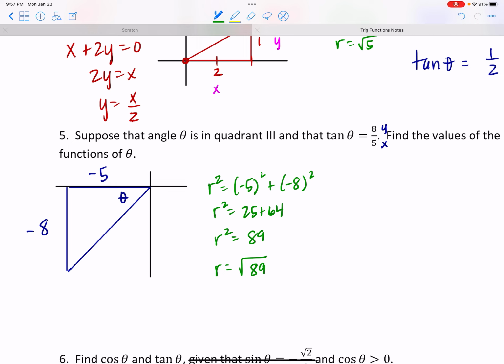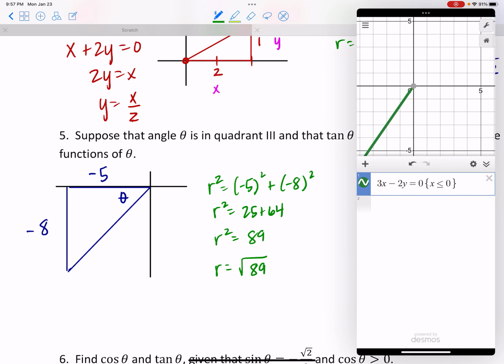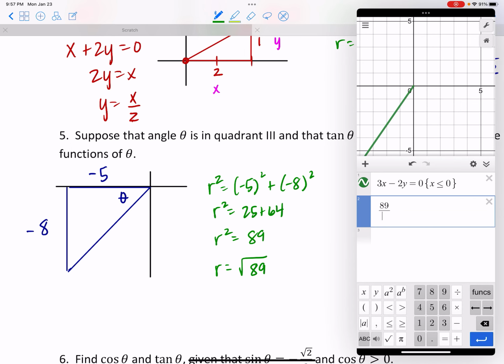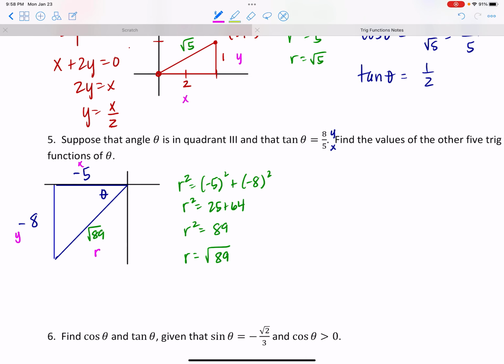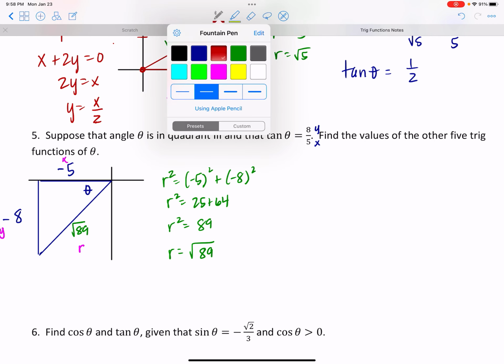Okay, can we simplify 89? I don't think so. I'm trying to think if anything goes into 89. Not 17, or something random like that. No. Okay, let's leave it. Radical 89. So that's going to be our radius length here. Again, now we have all the things we need to write our ratios. We have r, we have our x value, we have our y value, and again, accounting for those negatives because they're going to impact the other 5 trig ratios that we have to find. So we are asked to find the rest.